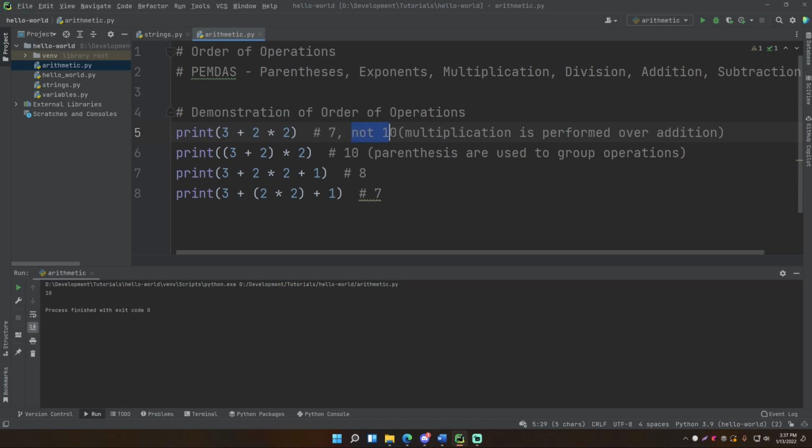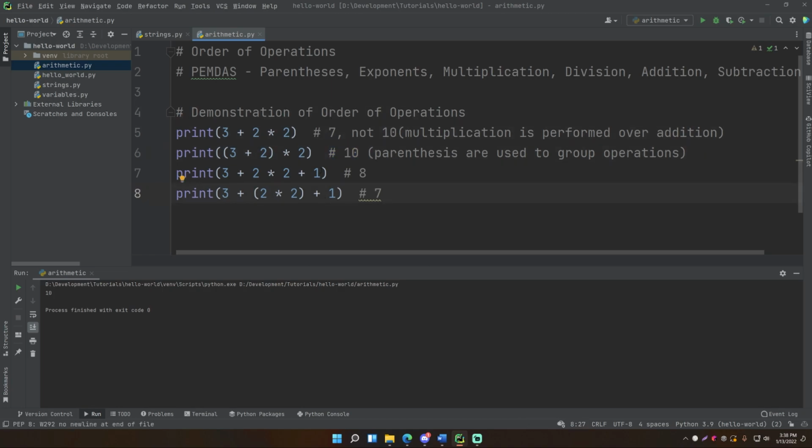And I'm saying 10 because if you didn't know order of operations, you may think it would be 3 plus 2, which is 5 times 2, which is 10, and that would be the answer. But no, of course, multiplication comes first. In this case, we are doing, again, pretty much the same thing. We're putting parentheses around 3 plus 2, so then it would be 5 times 2, which is 10.